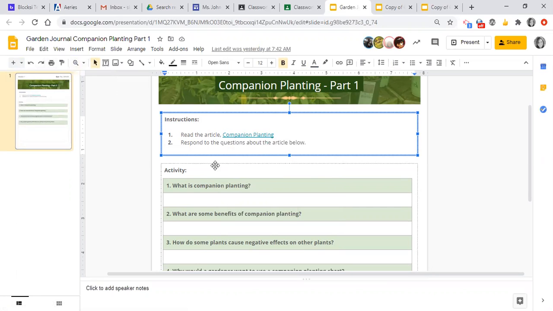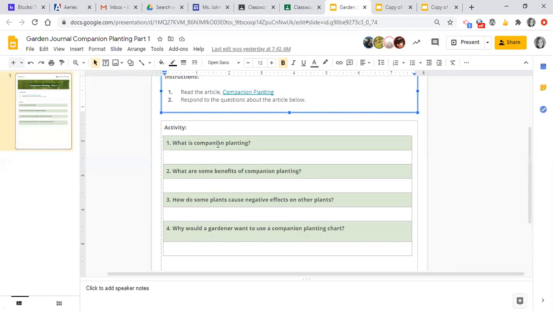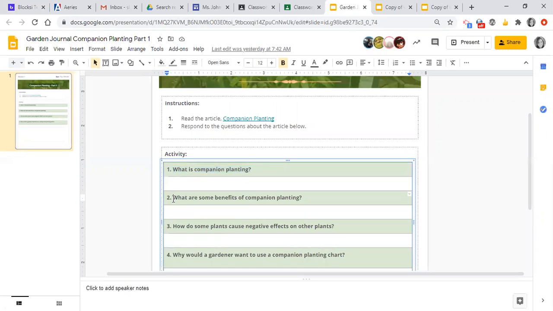So you're going to respond to the questions. What is companion planting? Number 2, what are some of the benefits of companion planting? Number 3, how do some plants cause negative effects on other plants? And why would a gardener want to use a companion planting chart? Okay, so this is today's activity.